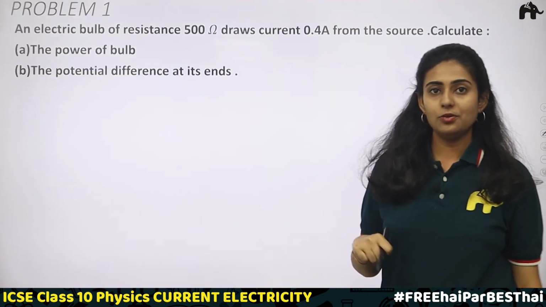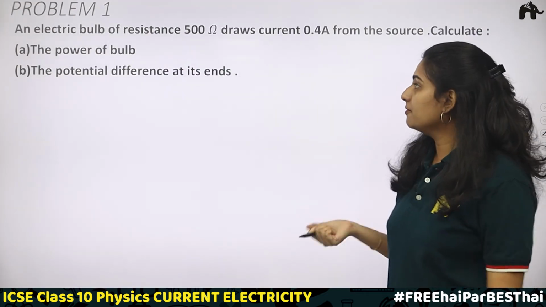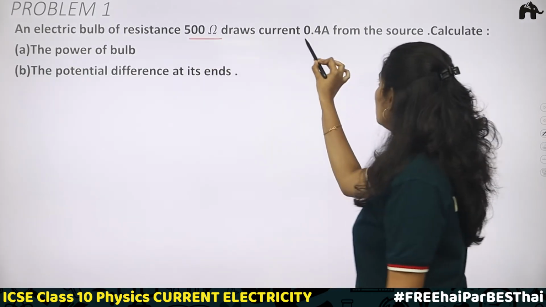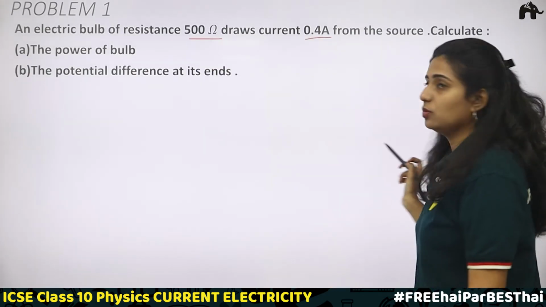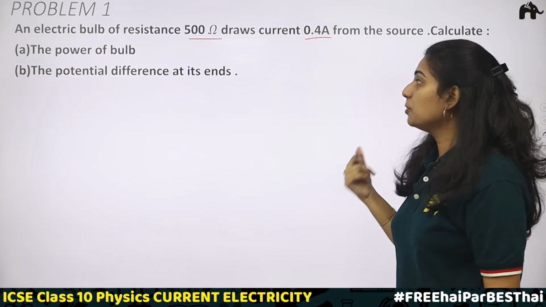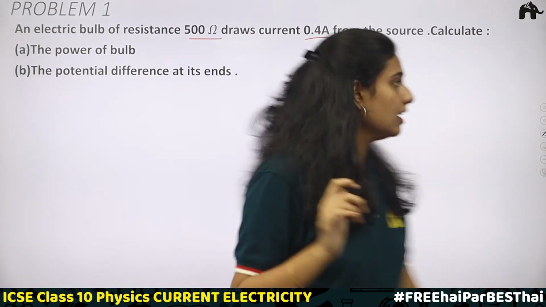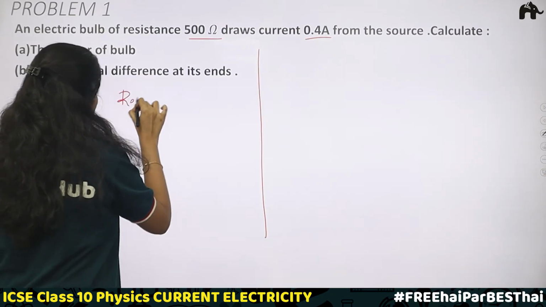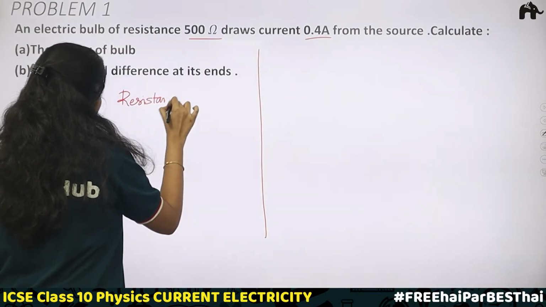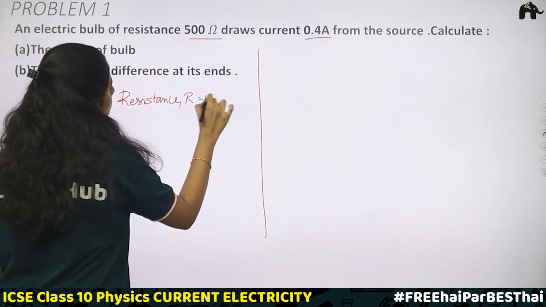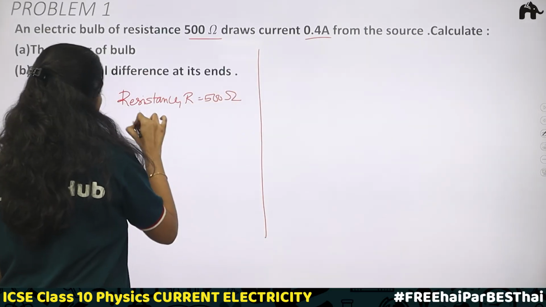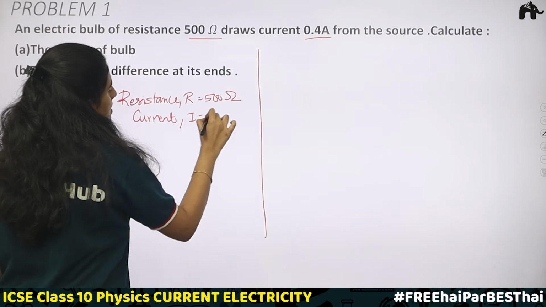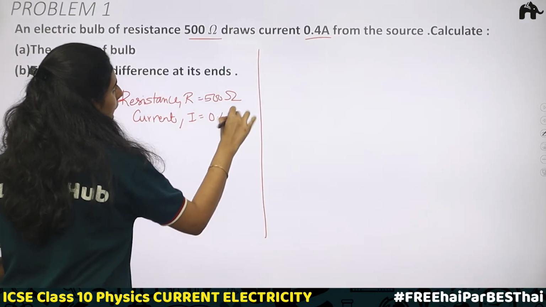Okay. Let us now do some problems from 8C. Problem 1. An electric bulb of resistance 500 ohm draws current 0.4 ampere from the source. Calculate the power of the bulb. Second, the potential difference at its ends. So here, what is given? We have the resistance given. Resistance R is equal to 500 ohms. Then current I is equal to 0.4 ampere.